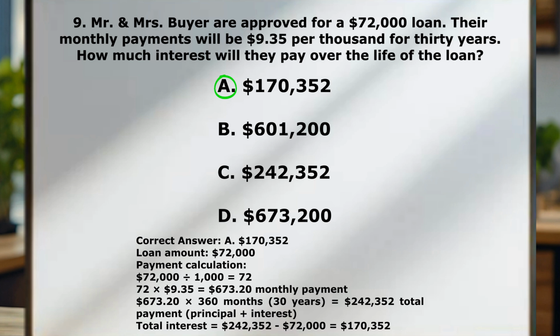That is a lot of interest. It is more than the actual loan balance. So if you notice, Mr. and Mrs. Buyer are actually paying more interest than the actual loan itself over that 30 years. And this is why and how banks and lenders make so much money over a long period of time.